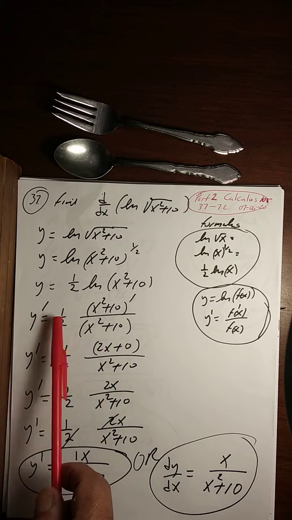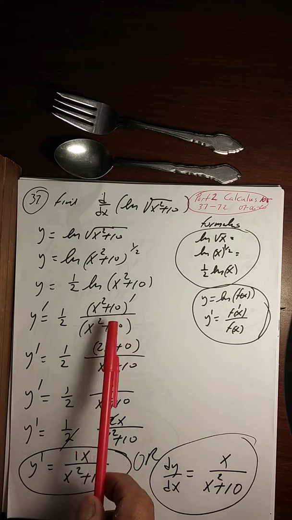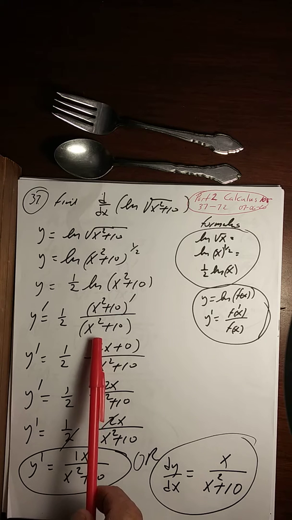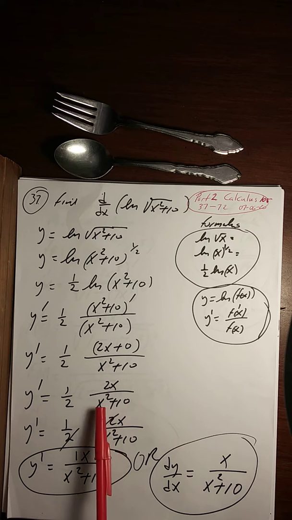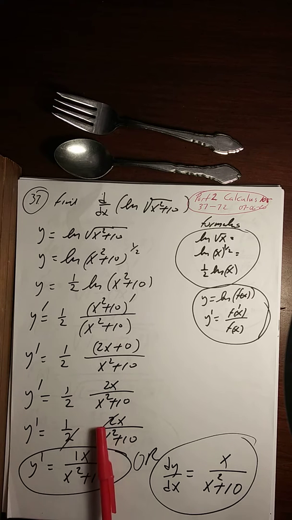Now, the derivative of this is going to be the derivative on top over the bottom. Derivative on top is 2x plus 0, which is 2x, over x squared plus 10. And you still have 1/2 of this, and the 2 cancels. So what's left is 1x over x squared plus 10, or dy/dx is x over x squared plus 10.